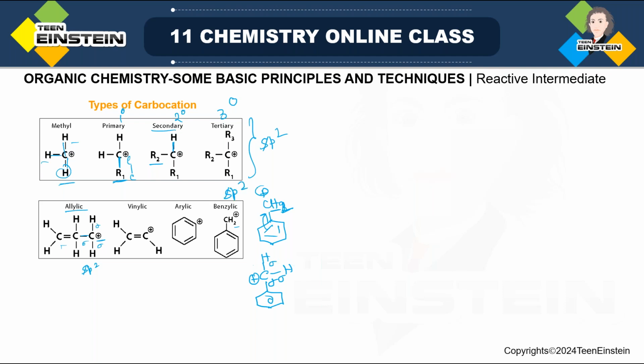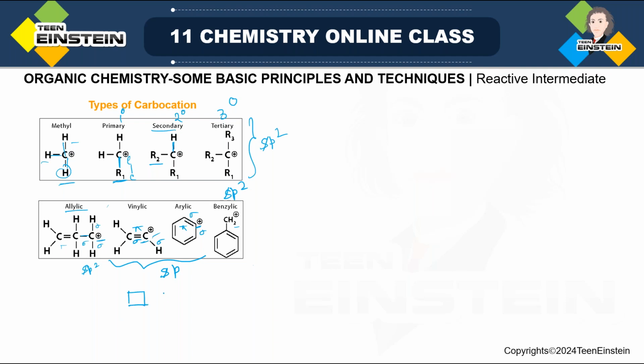But for the middle two, we will have a different type of hybridization. Because now if you focus on this carbon with the positive charge, this is part of a C=C double bond, isn't it? So that is why the hybridization will change. Here you have 1 sigma, 1 sigma, 1 pi. 1 sigma, 1 sigma, 1 pi. Now for these two cases, the hybridization is sp.